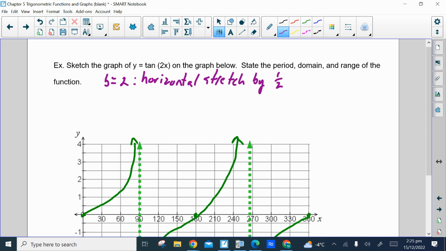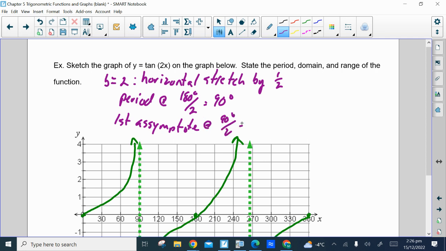So everything will be half of what it was before. The period will be half of what it was before. The period will now be, instead of every 180 degrees, half of that, every 90 degrees. Our first vertical asymptote will also be half of what it was before. So our first asymptote, which before was at 90 degrees, will be half as well. It'll be at 45 degrees.